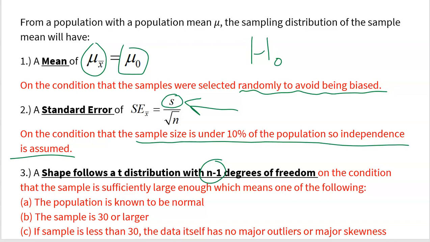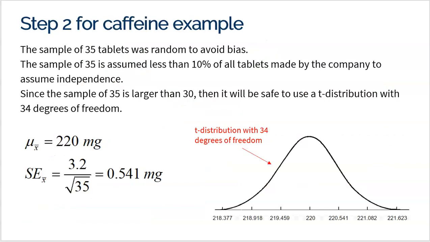So let's take a look at what that looks like for our caffeine example here. All right, so the first thing I want to do is run through the 3 conditions real quick. So the sample of 35 tablets was random to avoid bias. That needs to be checked off. The sample of 35 is assumed less than 10% of all tablets. I mean, you've got to assume if it's a big company, they make hundreds of thousands of caffeine tablets. So 35 is under 10% of them, to assume independence. And since 35 is larger than 30, it's going to be safe to use a t-distribution. And again, 34 degrees of freedom.